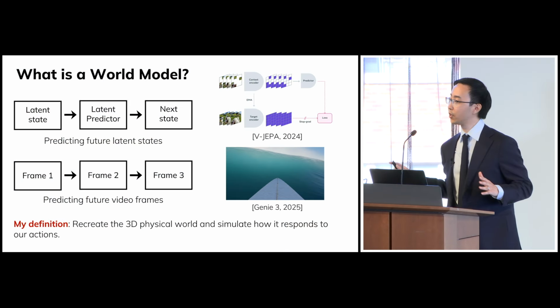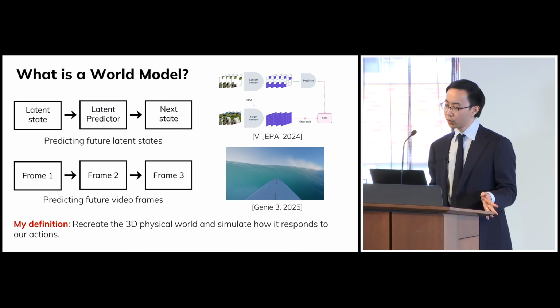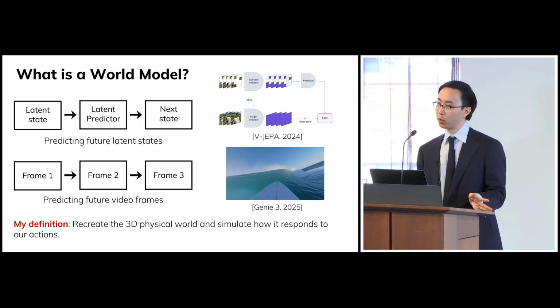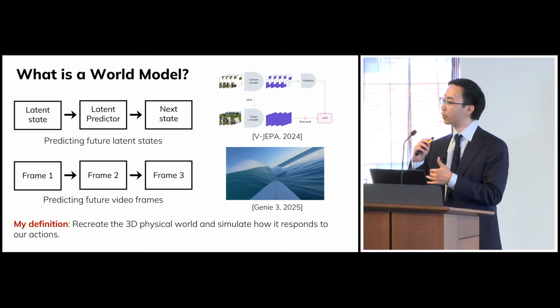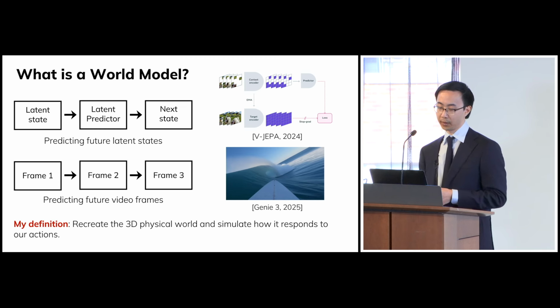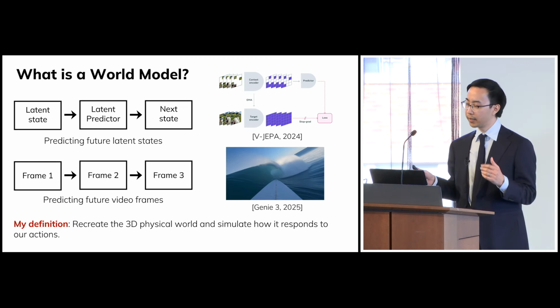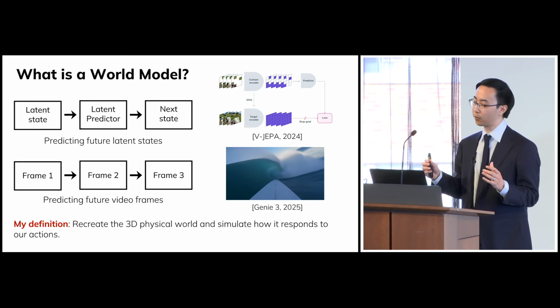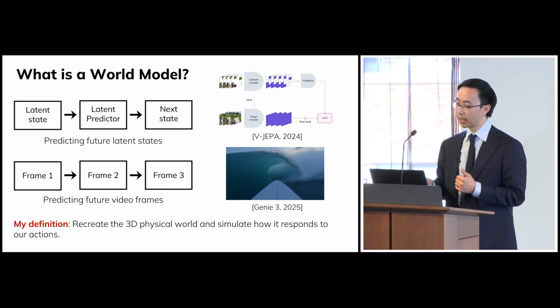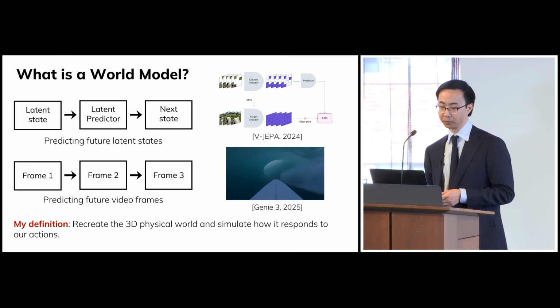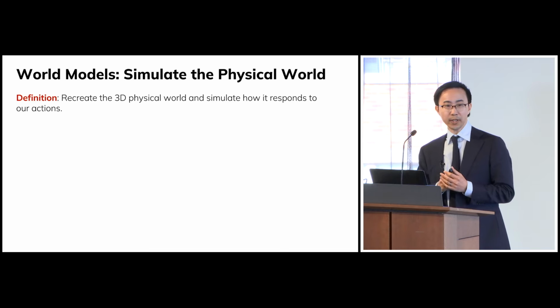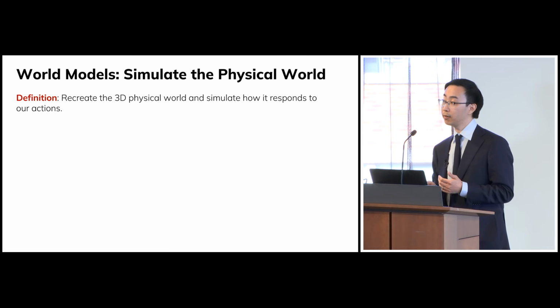So here's my definition of a world model. That is, it should recreate the 3D physical world and simulate how it responds to our actions. But I also want you to know that it is still very early days for world models, and the definition will likely depend on specific domains. Anyway, what does my definition of world models actually look like?